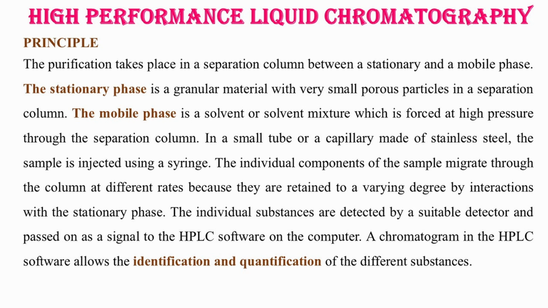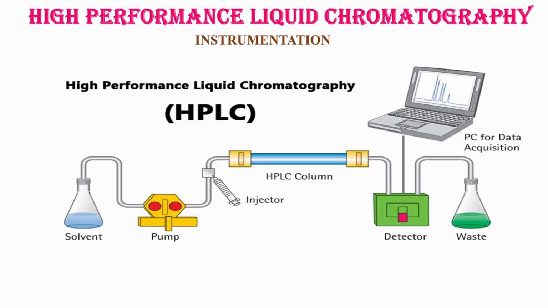The individual substances are detected by a suitable detector and passed on as a signal to the HPLC software on the computer. A chromatogram in the HPLC software allows the identification and quantification of the different substances. The basic components of an HPLC system are shown in the figure.